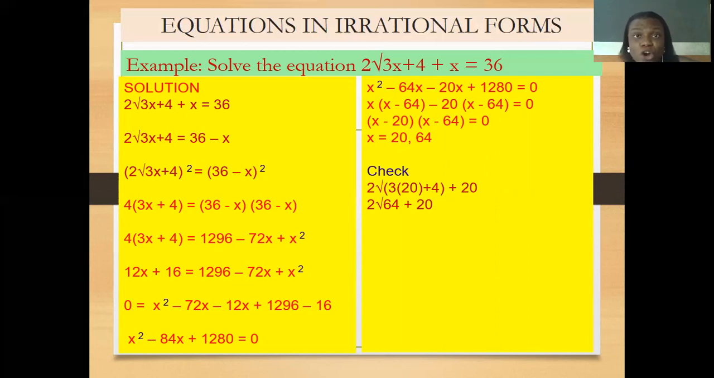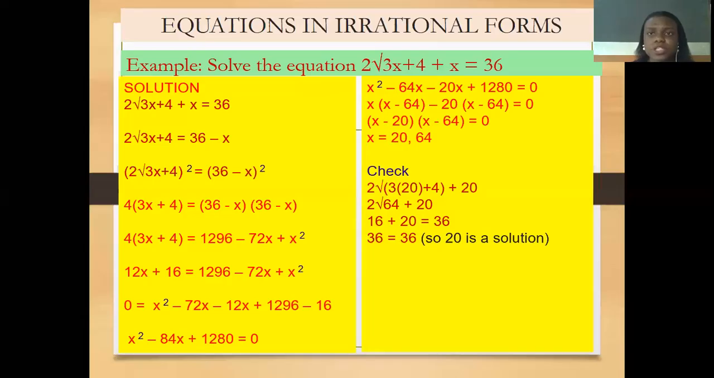Now root 64 is 8. Now 8 times 2 is 16 plus 20. And that gives us 36. Okay, our original question also had 36. So I think 20 is a solution. So 36 is equal to 36, so 20 is a solution, okay? So now, what do we do next? So next, we're now going to check 64.